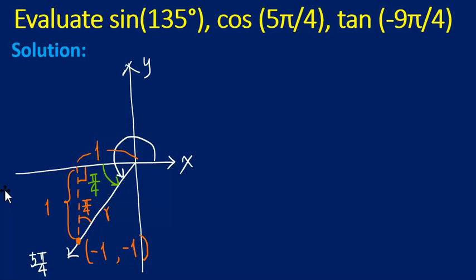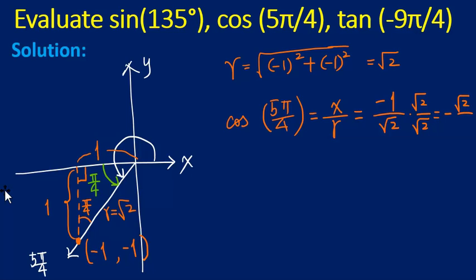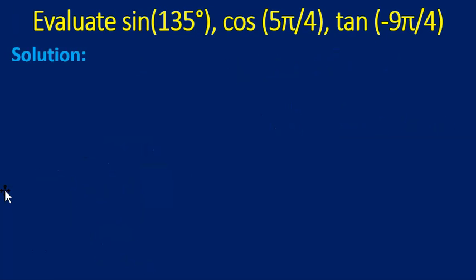Let's figure out the r using the Pythagorean theorem. That'll be square root 2. And we're ready to evaluate cosine of 5 pi over 4. That'll be x over r. X is negative 1. R is square root 2. Rationalize the denominator, multiplying by square root 2 over square root 2, and we have negative square root 2 over 2. Let's take a look at the last one.